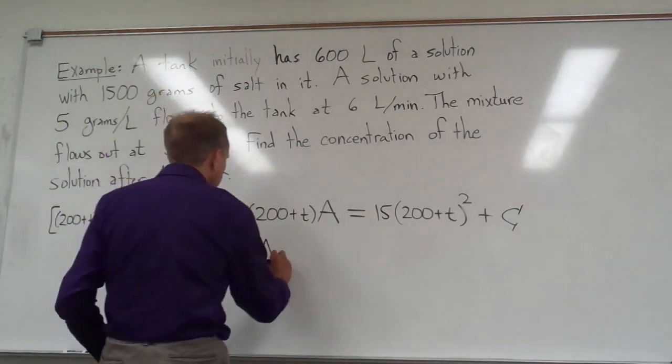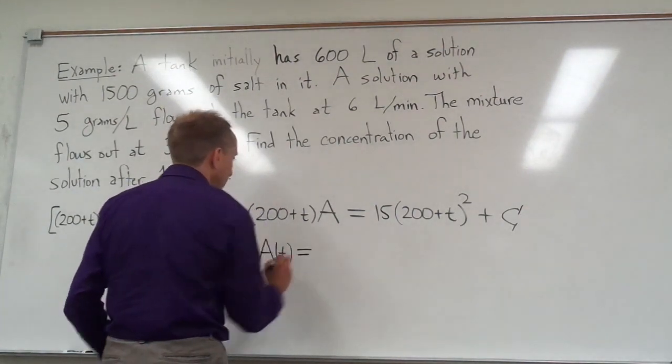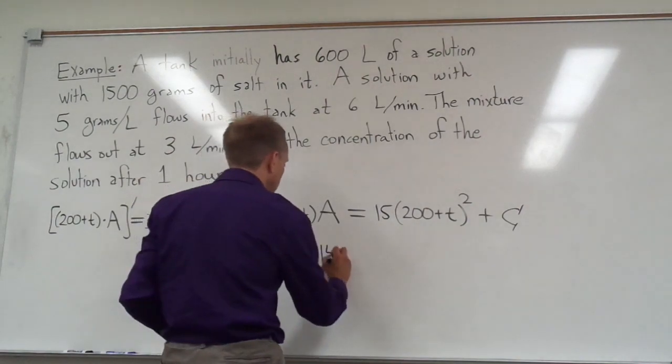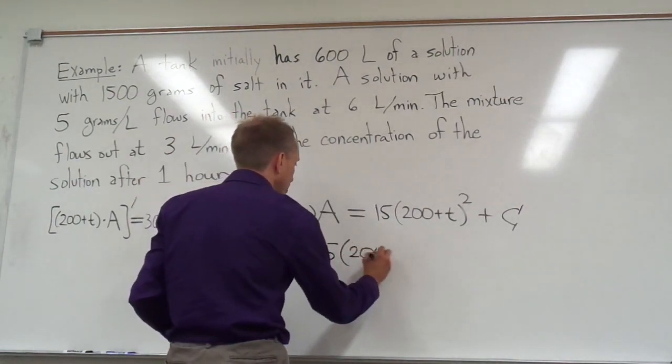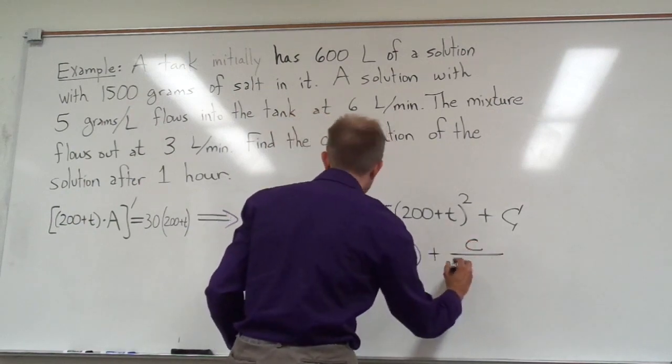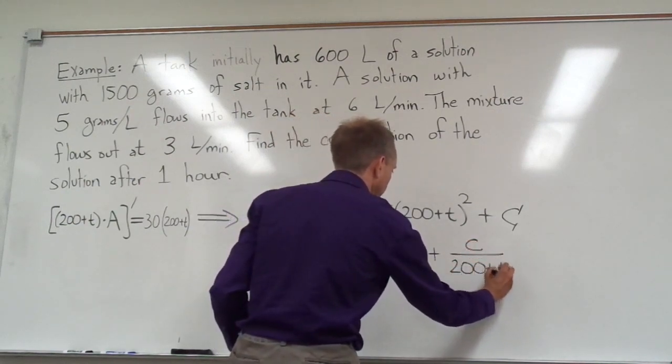So the amount of chemical, if we wanted to solve for the A of t, I could just divide through by the 200 plus t. I would get 15 times (200 plus t), and then plus c divided by (200 plus t).